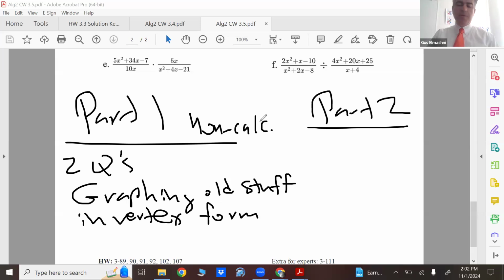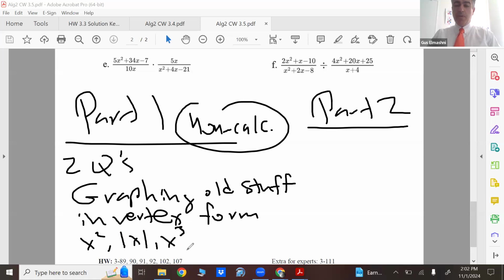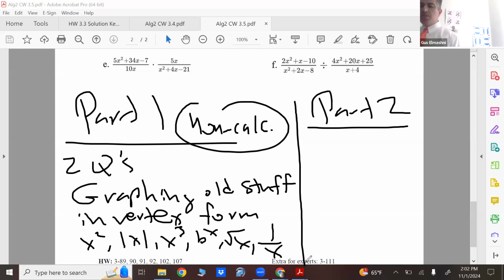I'll have more details on Tuesday, but it's graphing old stuff in vertex form. So it could be x squared, it could be absolute value of x, it could be x cubed, it could be b to the x, it could be root x. Usually the first one. It could be any of those 6 graphs.